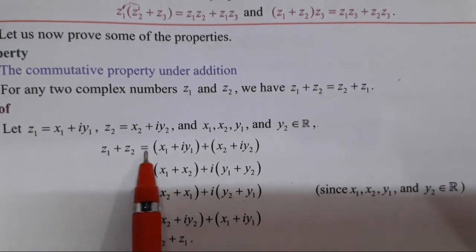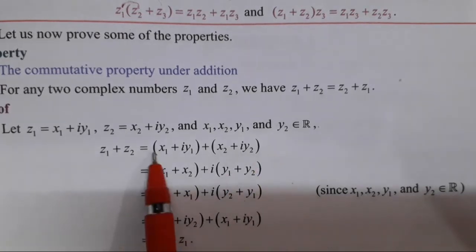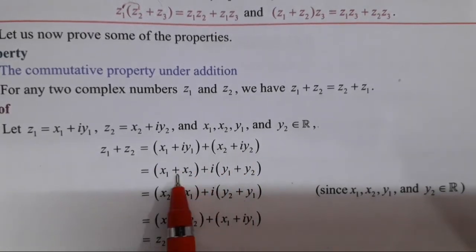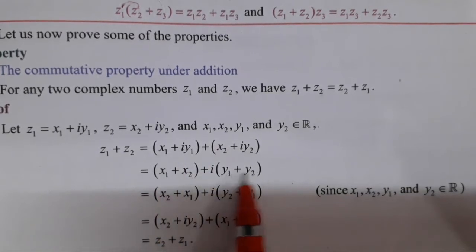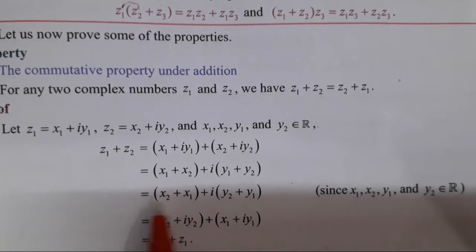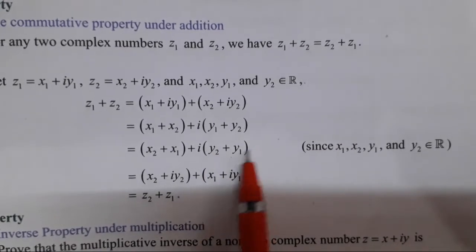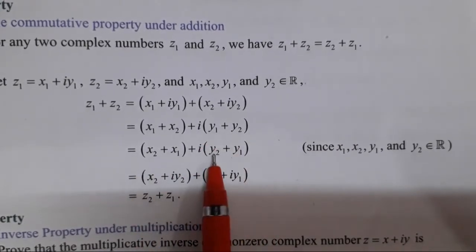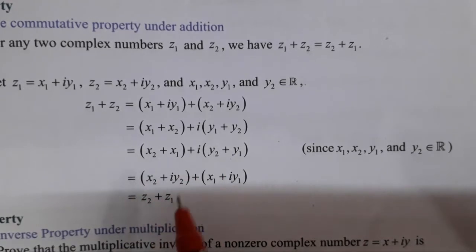So Z1 plus Z2 equals X1 plus iY1 plus X2 plus iY2. Equating the real part, X1 and X2 are real: X1 plus X2 plus i into Y1 plus Y2. Now X1 plus X2 is rewritten as X2 plus X1, since A plus B equals B plus A, plus i into Y2 plus Y1. So Y1 plus Y2 is rewritten as Y2 plus Y1.